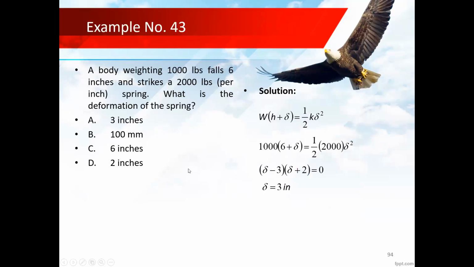So example number 43. A body weighing 1,000 pounds falls 6 inches and strikes a 2,000 pounds per inch spring. What is the deformation of the spring? Okay. Solution. So W times S plus delta is the potential energy. Equal din sa potential nito, 1/2 of K times delta squared. So 1,000 times 6 plus delta is equal to 1/2 of 2,000 times delta squared. So factor out. Delta minus 3 plus delta plus 2 is equal to 0. So delta is equal to 3 inches. Okay. Huwag tong 2.